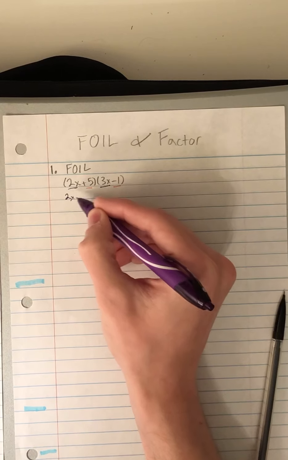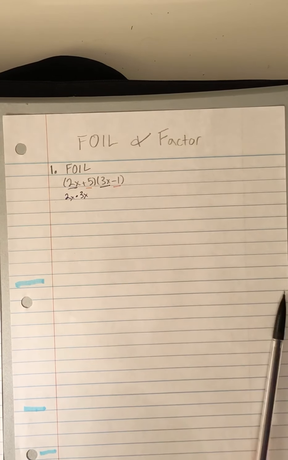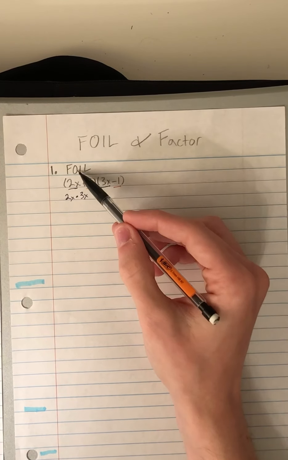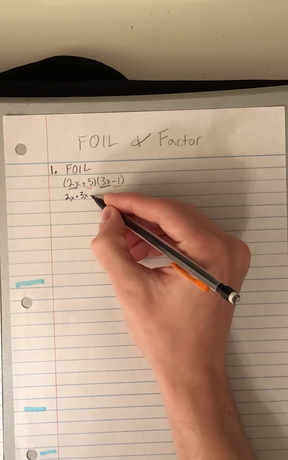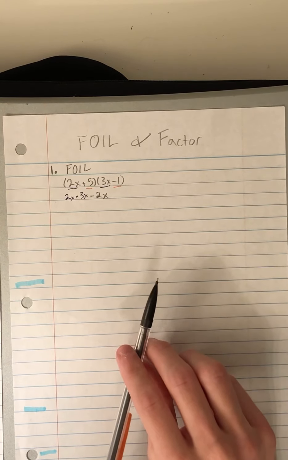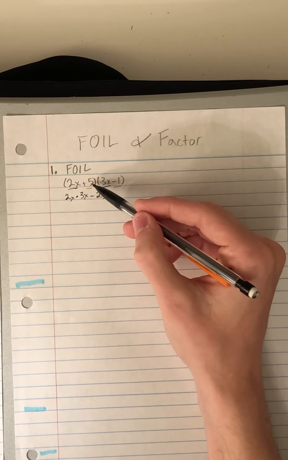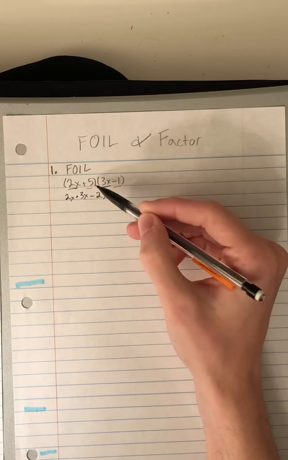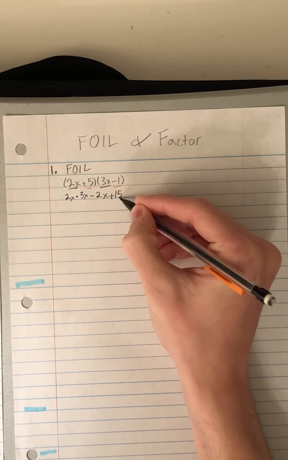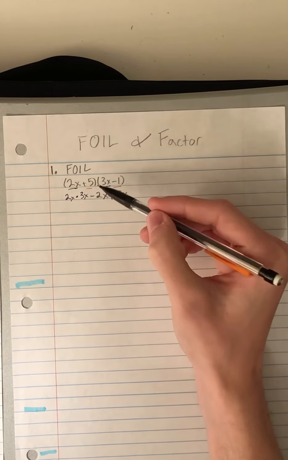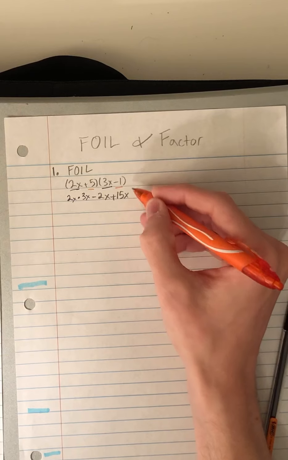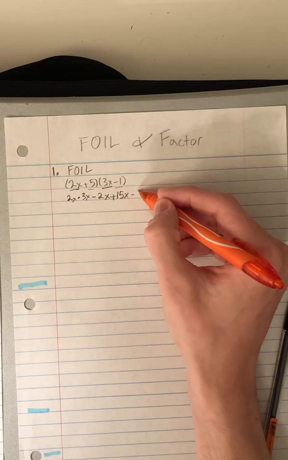So I've got 2x times 3x. Next, I'm going to do 2x times negative 1, which would be the outer. And 2x times negative 1 is just going to be minus 2x. Then I'm going to do the second term multiplied by both the terms in the second parentheses. So 5 times 3x is going to get me, well, 5 times 3 is 15, and the x is along for the ride. And the last part I'm going to do is 5 times negative 1, or minus 5.